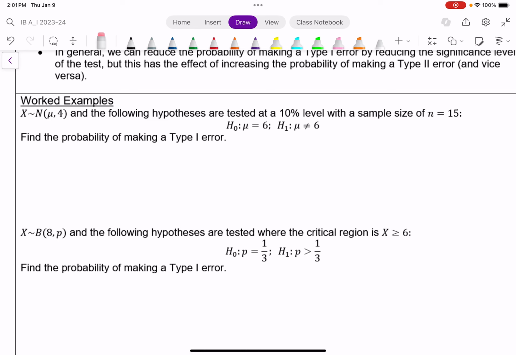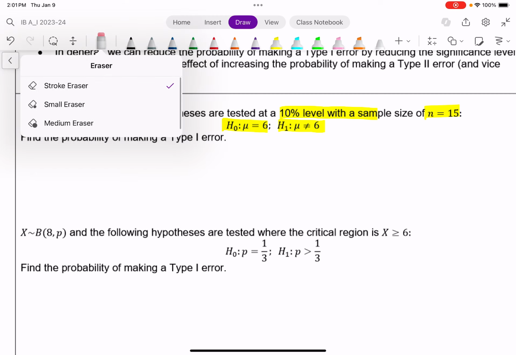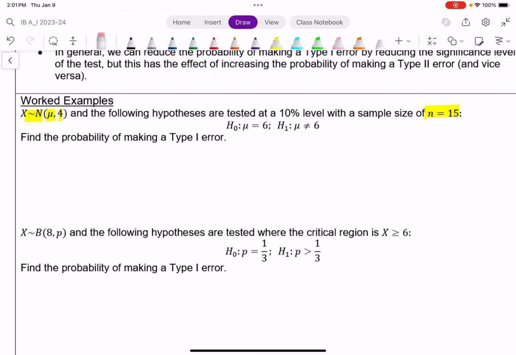Now, if I look at this first example, I have some normal distribution. I don't know what the mean is, but I know there is a variance of 4. And we want to conduct a hypothesis test with a 10% significance level with a sample size of 15. Our null hypothesis is that the mean is 6. Our alternative hypothesis is that the mean is not 6. What's the probability that we can conduct this test and make a type 1 error, which means what's the probability that we might reject the null hypothesis even though it was actually correct?